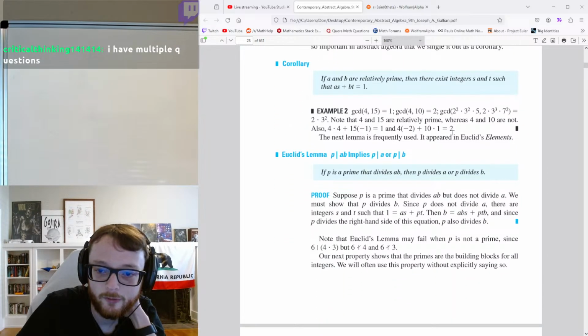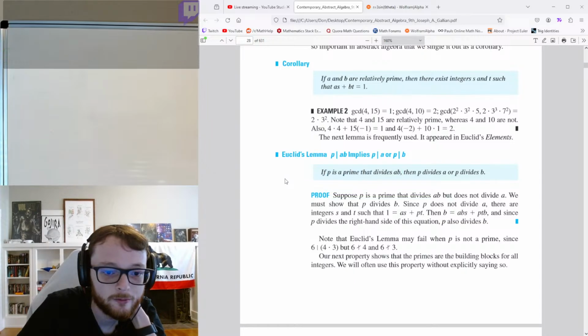This was in Euclid's Elements, really? I didn't realize that Euclid's Elements went into number theory too. I assumed it was just geometry.